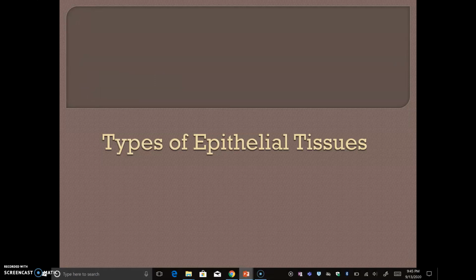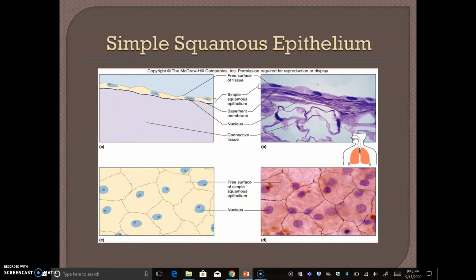When we're looking at our types of epithelial tissues, we're going to start with our most basic, simple squamous epithelial. This means 1 layer, and squamous means flat. So simple squamous epithelium tells you that it is 1 layer of cells, and those cells are in a flat shape. If you look here, we can see we have our free surface over here, and this dark purple under here is our basement membrane.